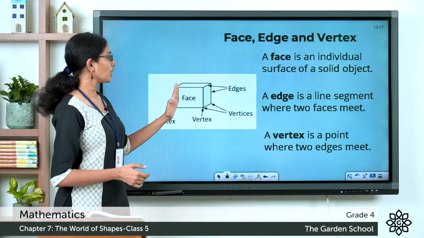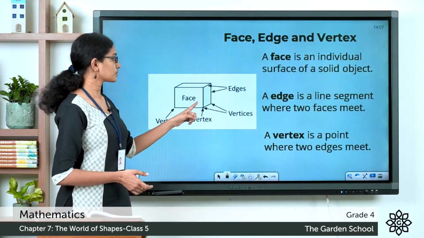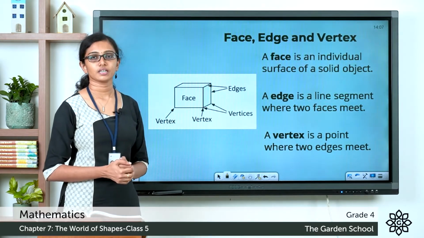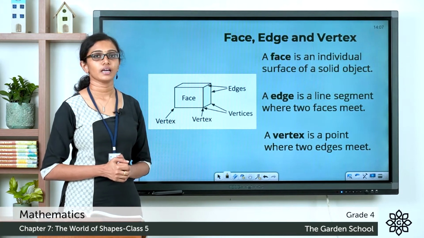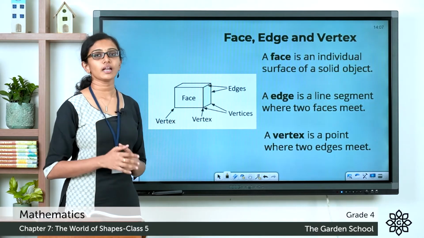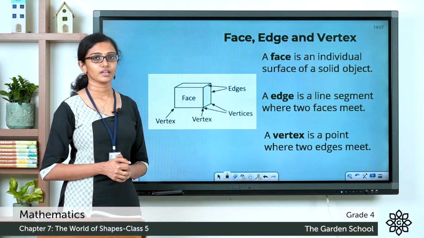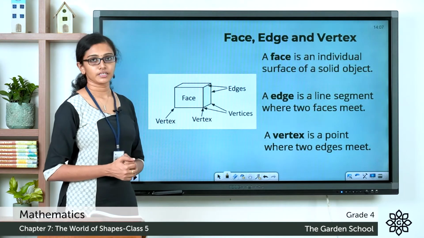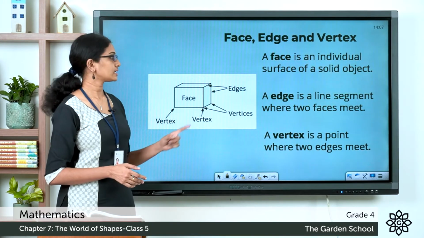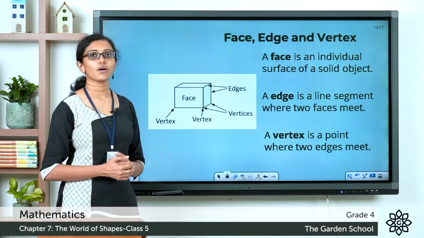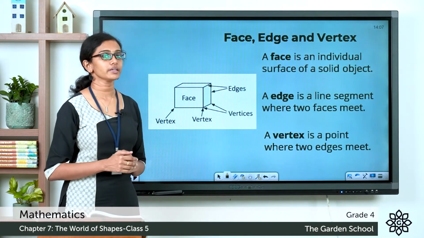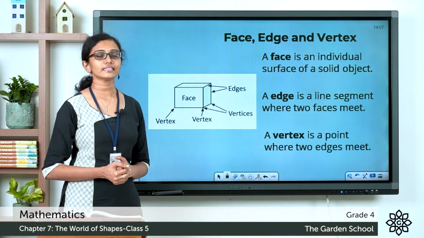And you can see where 2 faces meet, line segments are there. So the line segment where 2 faces meet is called an edge. And for a cube, you can see edges like this. There are 12 edges for a cube. And where the edges meet, where 2 or 3 edges meet, you can see sharp corner points. And these sharp corner points are called vertices of the solid shape. When you talk about one corner point, it's called a vertex and the plural is vertices.